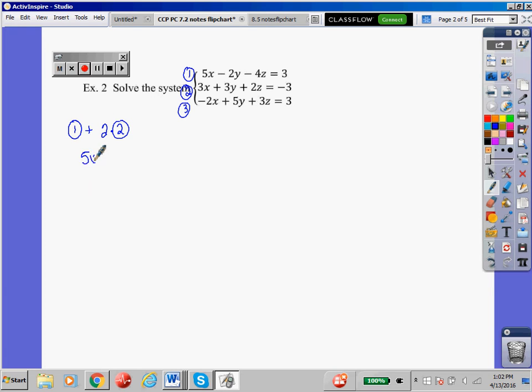Here's the first equation. And then I'm going to take 2 times the second equation. And I'm choosing z. You could have chosen x, you could have chosen y. It doesn't matter. If I now add these together, I get 11x plus 4y equals negative 3.